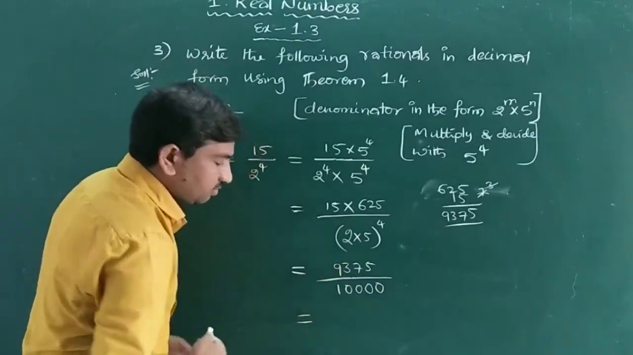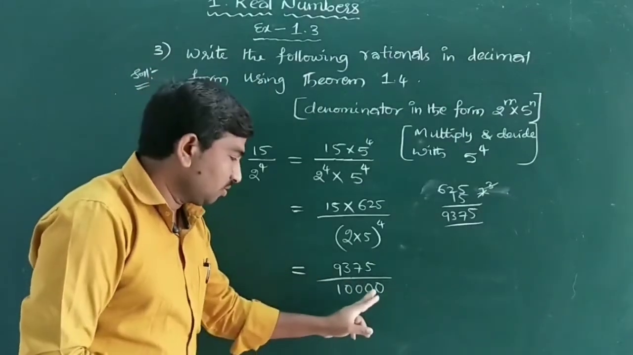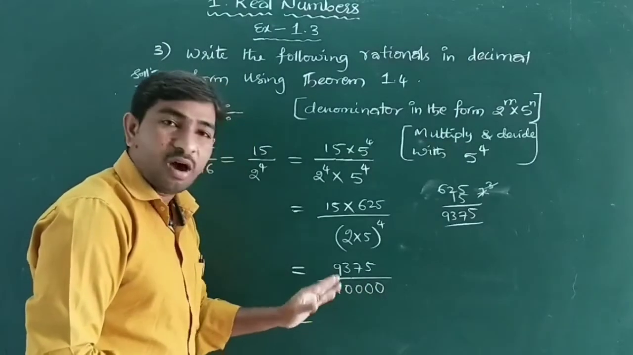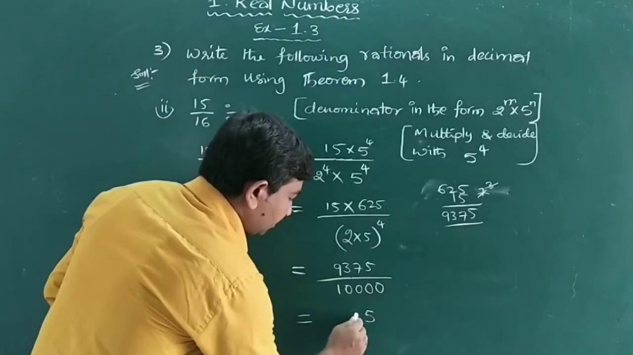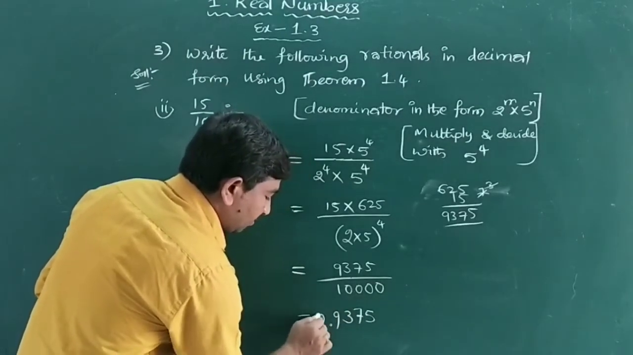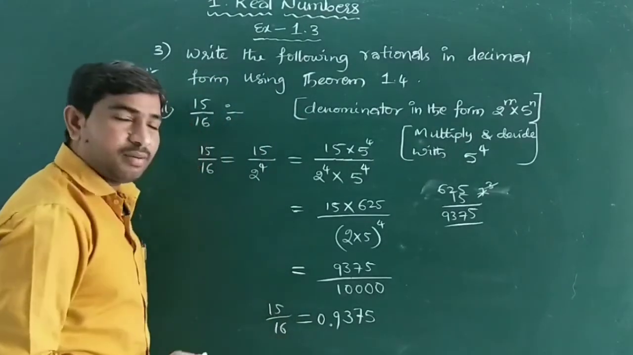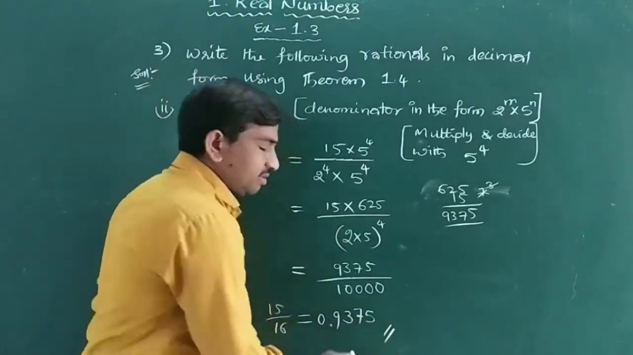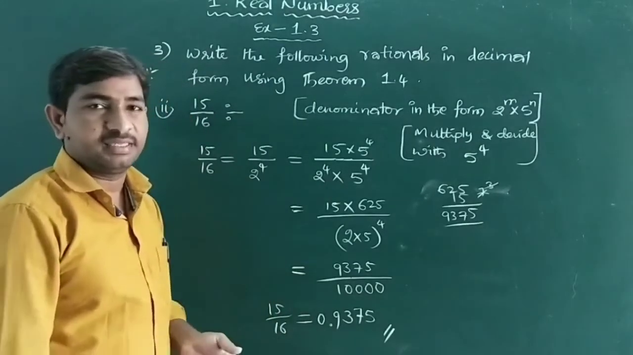So this can be written as a decimal fraction. To write the decimal form, how many zeros are there here? 1, 2, 3, 4. After the 4 digits, we have to keep the point. So 9, 3, 7, 5, point here 0. So the decimal form of 15 by 16 is 0.9375. Okay. Next problem we will see.